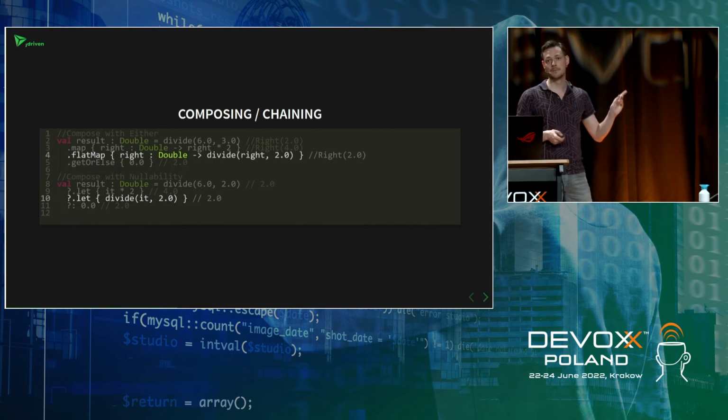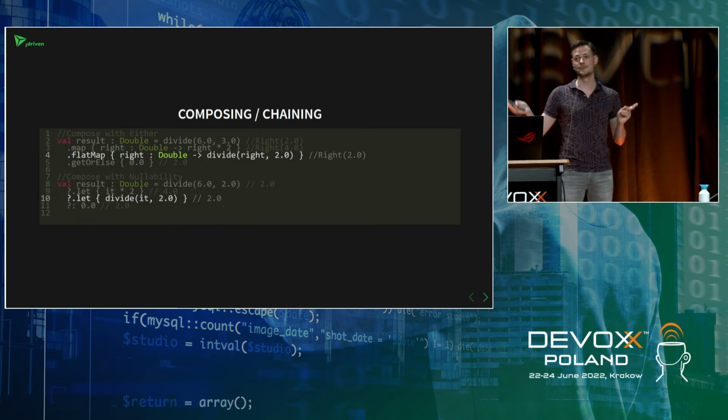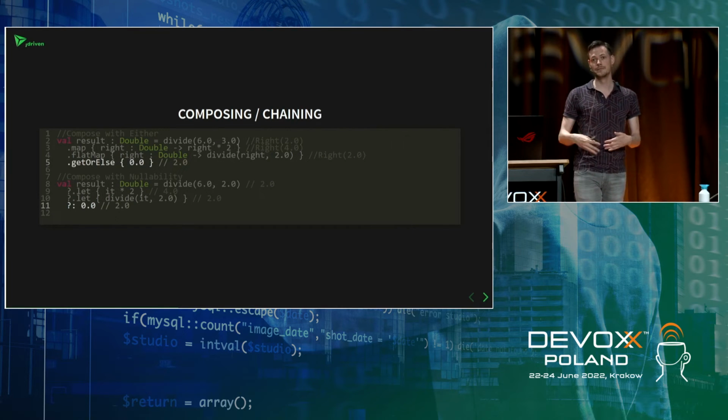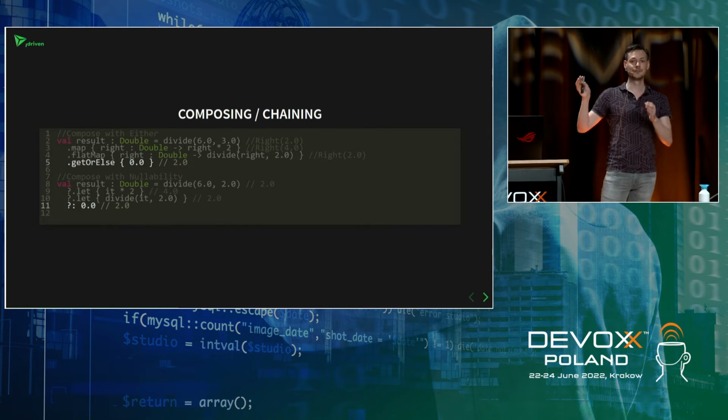I'm using flat map here because we're calling divide, and divide returns an either. And basically, if the function returns an either, you should use flat map, otherwise you should use map. And only in the very end, we can decide, oh, what should we do if something went wrong in any of the previous operations? Well, let's just return 0.0 then. So if you can use Kotlin's nullability system, you can also use monads. It's that simple.